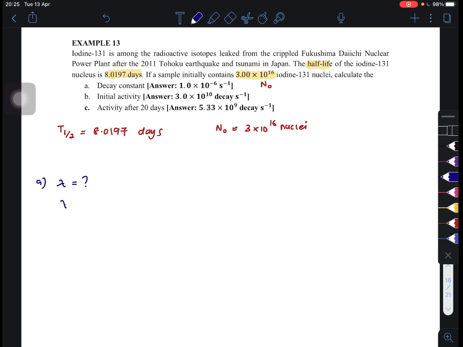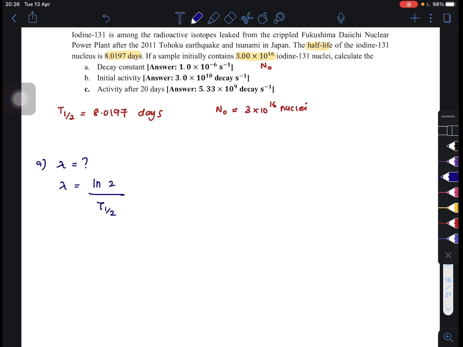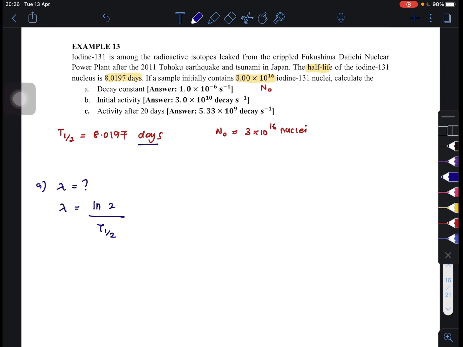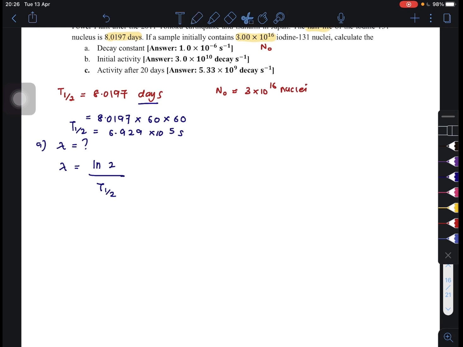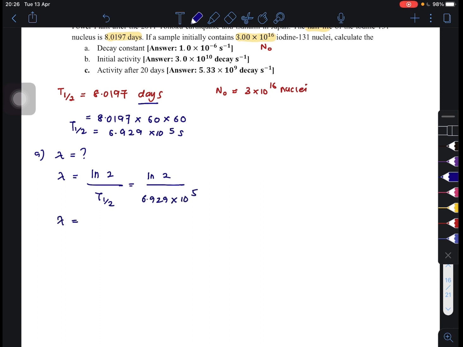Okay, so we know that decay constant is equal to ln 2 over t half, which is half-life. So ln 2 over half-life. So half-life dekat sini is given in days. So we need to convert to second. So convert to second times with 60 minutes times with 60 seconds. So equal to 6.929 exponent 5 second. Okay. And then just masukkan sahaja ln 2 divided by that number. So akan dapat decay constant sama dengan 1 exponent negative 6 per second.